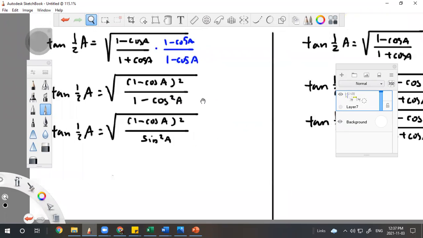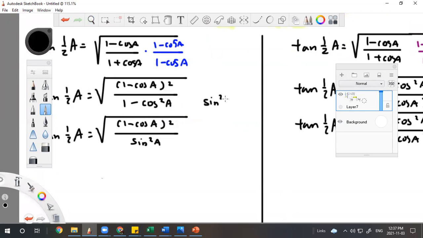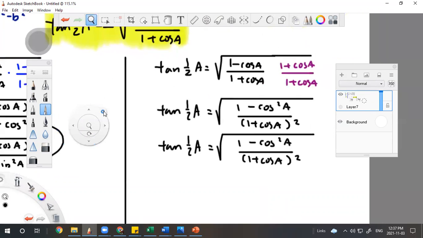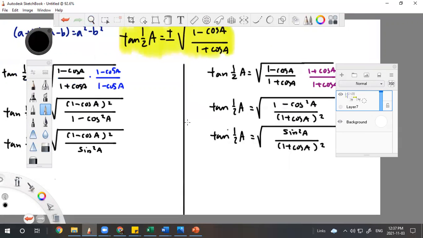Pakai apa? Pakai yang Pythagoras rule. Jadi 1 minus cos square-nya jadi sin square. Kita udah pernah belajar tadi. Kalau you notice pelan-pelan, makanya harus ngikutin. Ini juga sama, 1 minus cos square jadi sin square. Yang bawah nggak bisa, karena dia square. Nah, ini jadi sin square. Oke, ini guys, warna merah ya, sama ini.